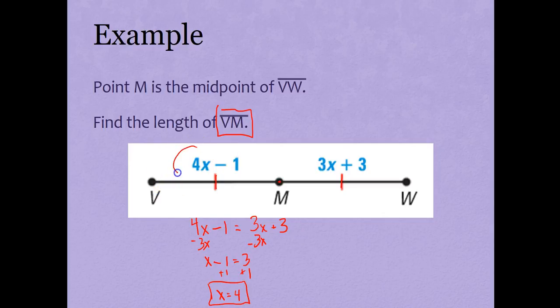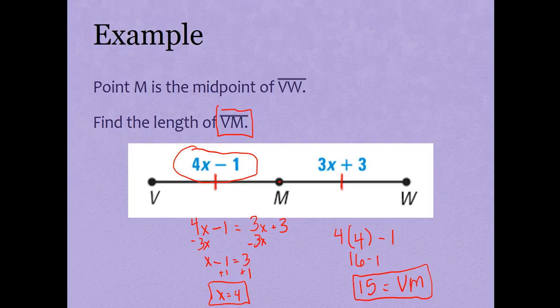So VM is this part. It wants us to know how long that is. So we need to substitute 4 back in for x in the 4x minus 1. So I get 16 minus 1, or 15, equals the length of VM. So again, always make sure you read directions, and if you need to substitute back in, do that.